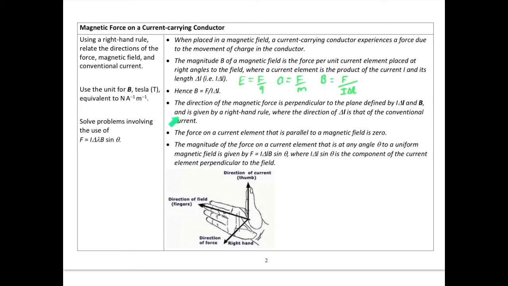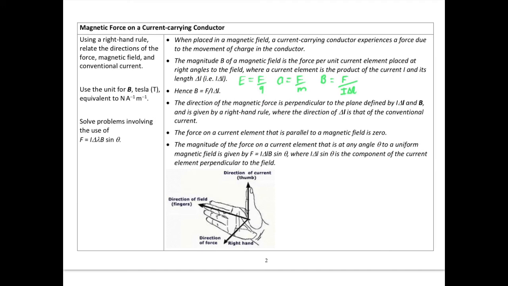This helps it make more sense and is given by the right-hand rule, or I often call it the right-hand palm rule, where the direction is that of conventional current, as I know I've talked about conventional current before. So what does that say? That says that if you point your thumb in the direction of conventional current, your fingers point out in the direction of the magnetic field. So pretend you're holding your hand like you're going to make a dog shadow, with your fingers outstretched and your thumb straight out. The direction of the force comes out of the palm of your right hand.